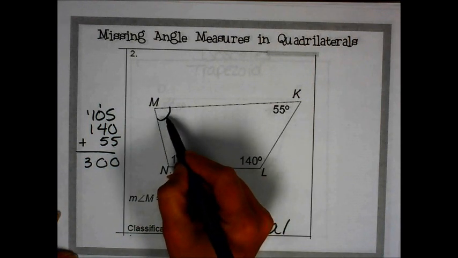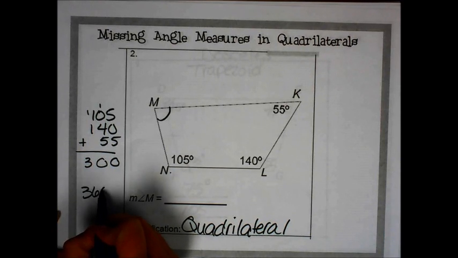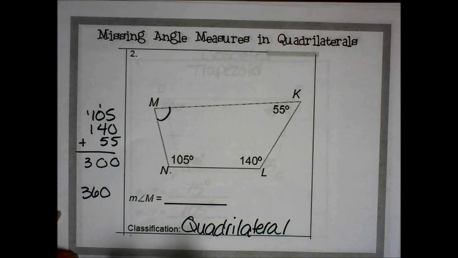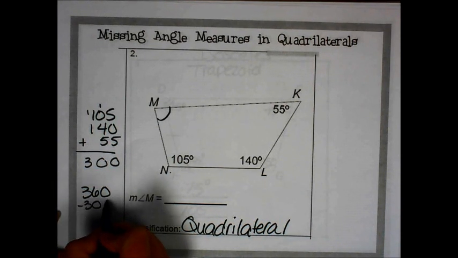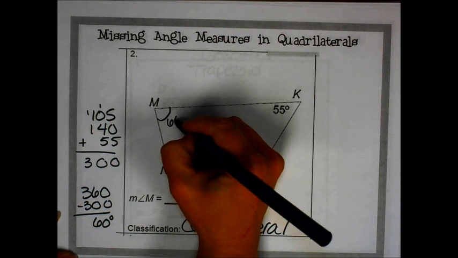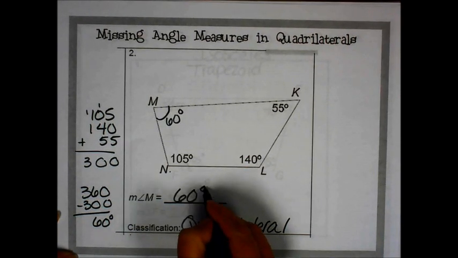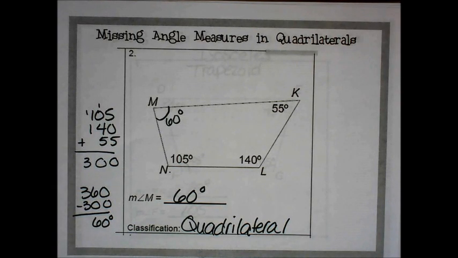So to find angle M, I have to subtract that from 360. There are 360 degrees in every quadrilateral. So 360 minus 300 is equal to 60 degrees. So the measure of angle M is 60 degrees.